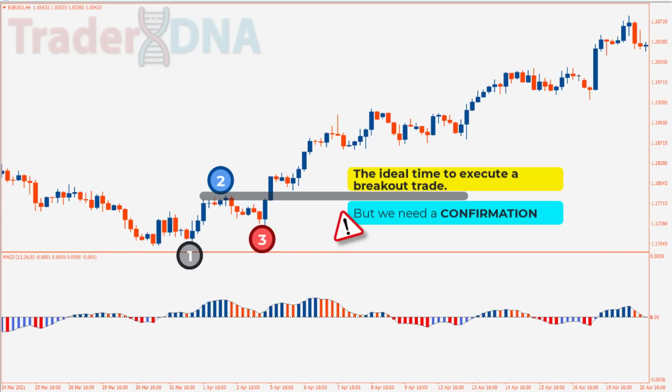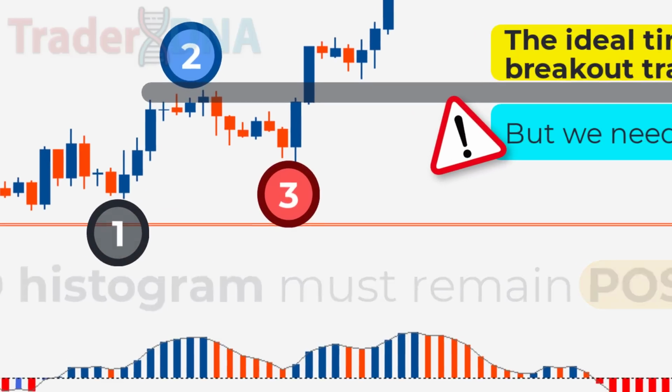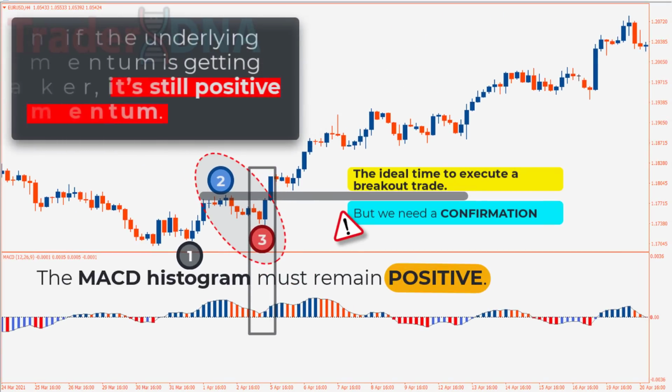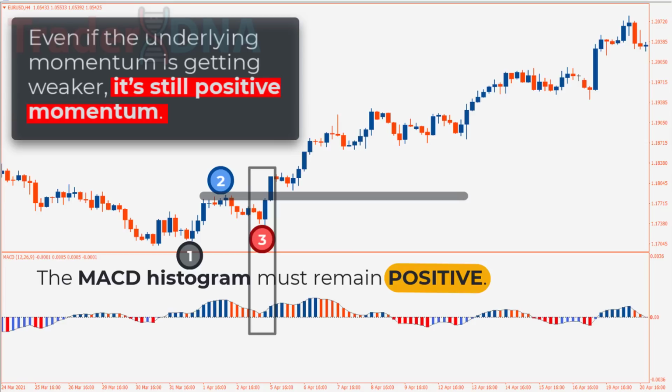In this long setup, while point 3 is forming, the MACD histogram must consistently remain positive and stay above the zero level. This criterion is crucial. It indicates that although the MACD's height may decrease during the formation of point 3, it remains above the zero line, signifying ongoing positive momentum. Therefore, even if the underlying momentum weakens slightly, it's still positive. When the price eventually breaks point 2, we can confidently enter the trade. This is because during the correction phase, when point 3 was established, the bullish sentiment prevailed, maintaining the upward momentum.